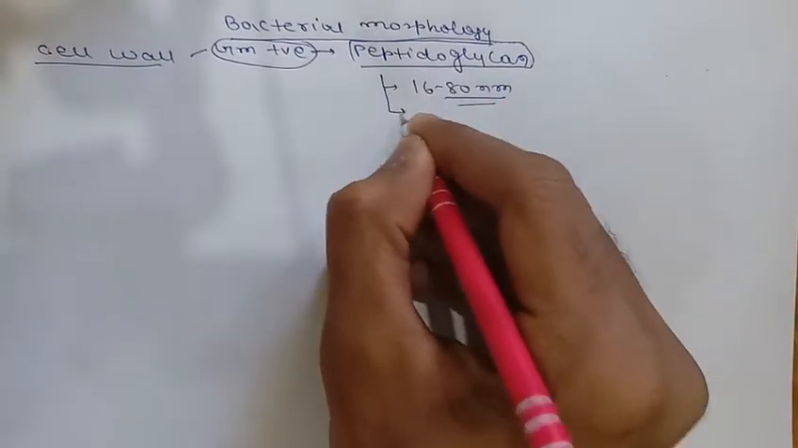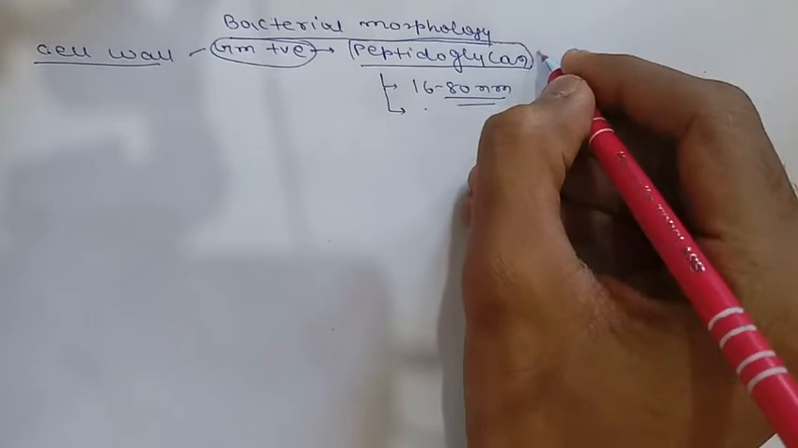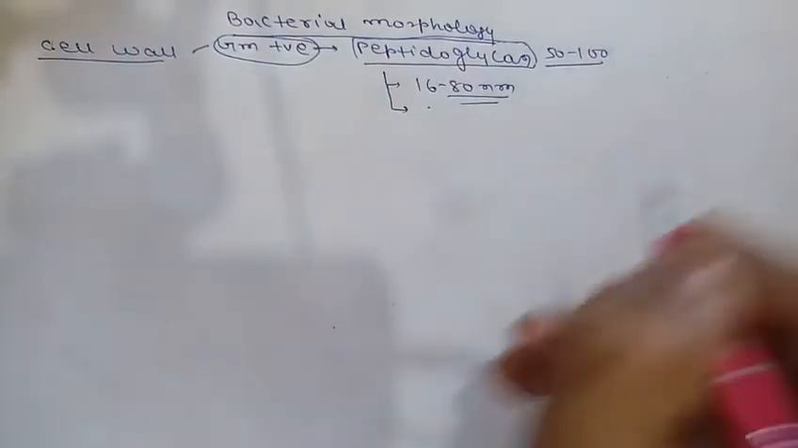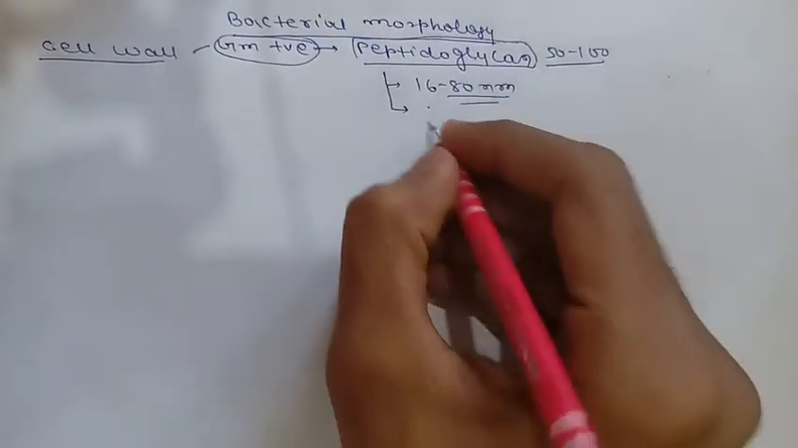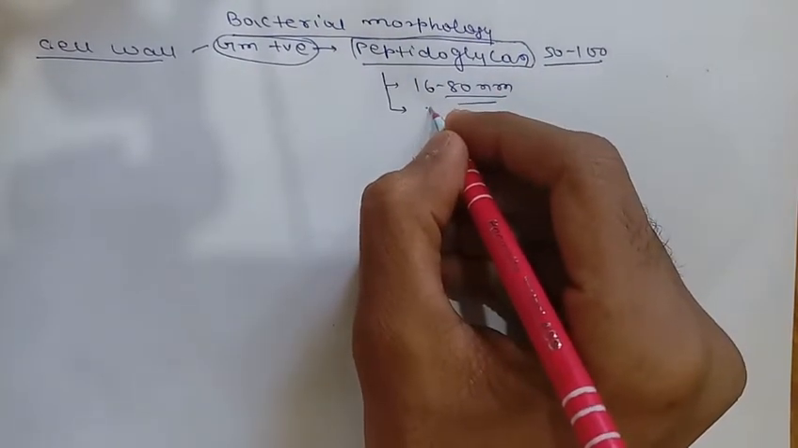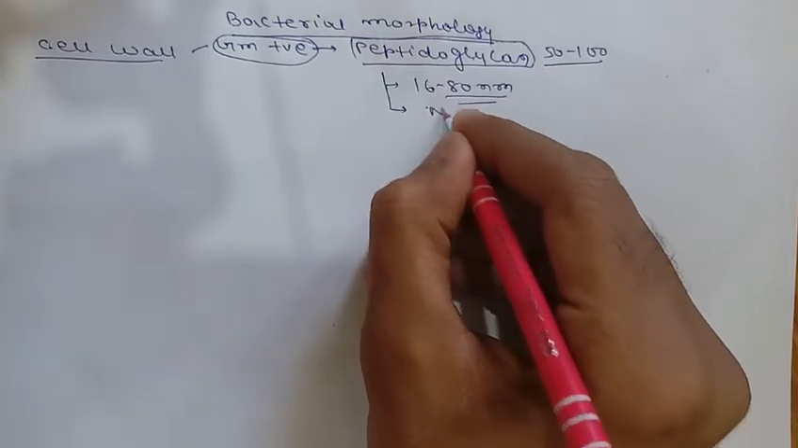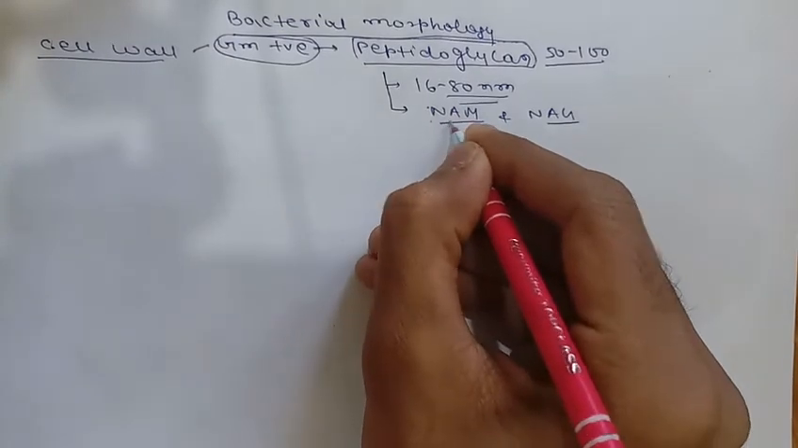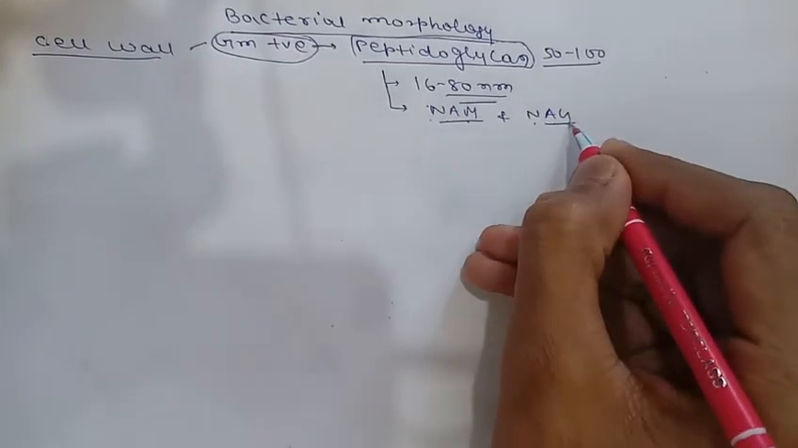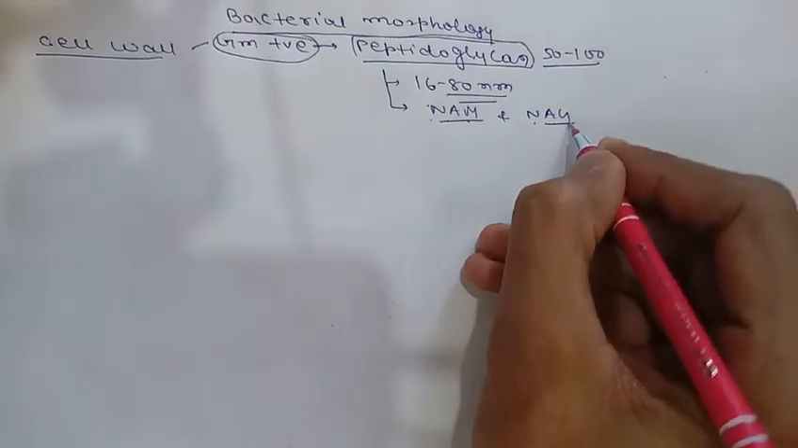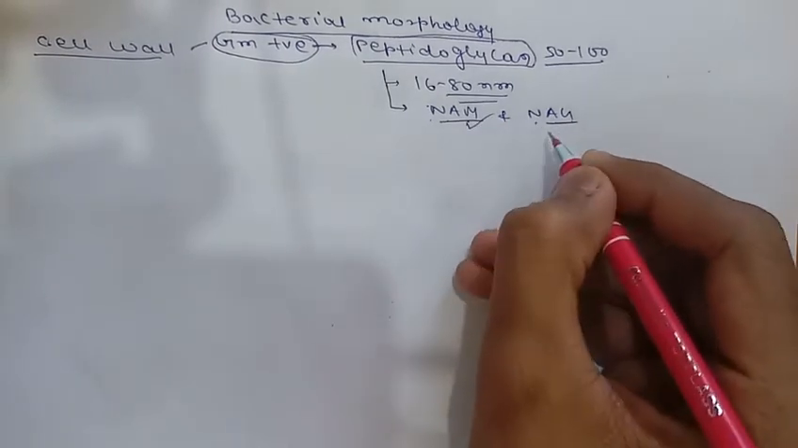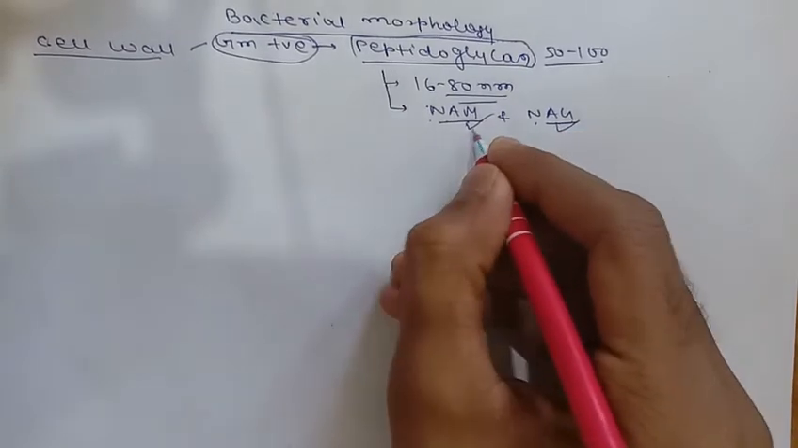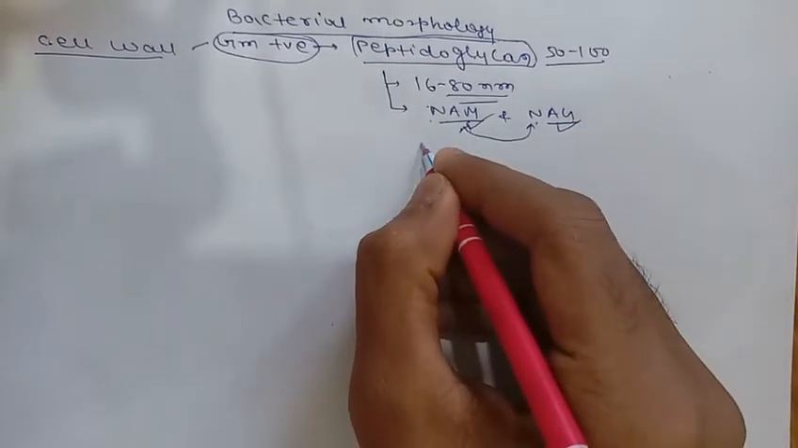Clear? Now, the number of layers of this peptidoglycan is about 50 to 100. Each layer is a mucopeptide, that is a murein chain, which is composed of alternate units of NAM and NAG, that is N-acetyl muramic acid and N-acetyl glucosamine. Clear? And they are cross-linked to each other via two things.